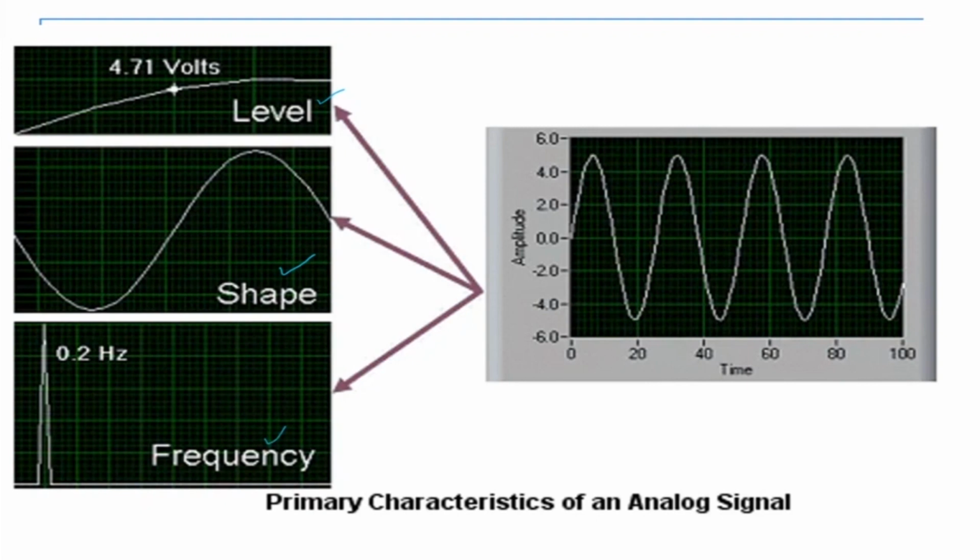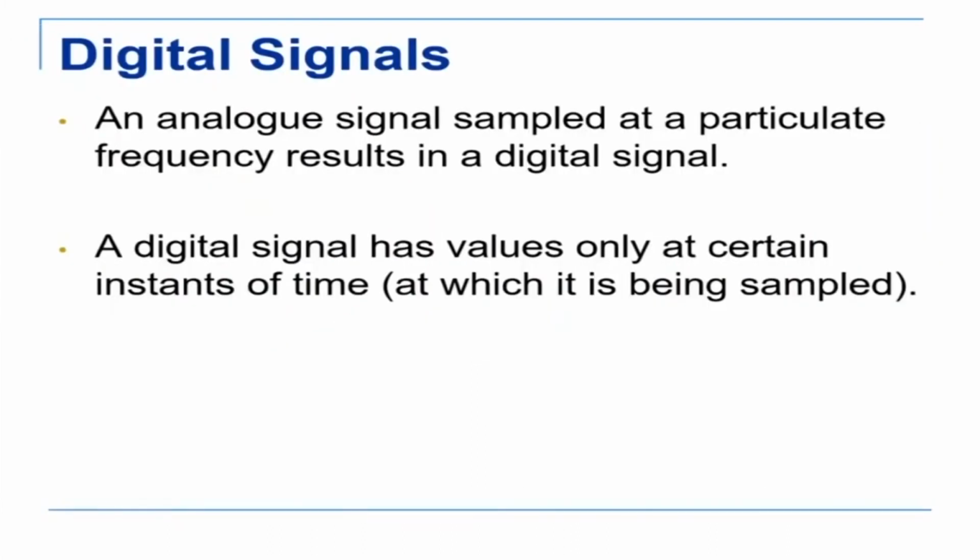Okay, primary characteristics of an analog signal. What you can see is that they are continuous. Now, digital signals are analog signals which are sampled at a particular frequency, resulting in a digital signal. Digital signal values have values only at certain instances of time when they are being sampled. So in between, it doesn't have a value, or it has the same value as the previous sample.